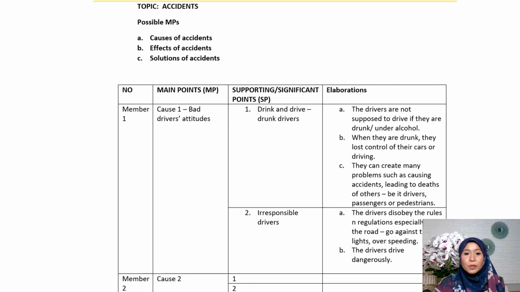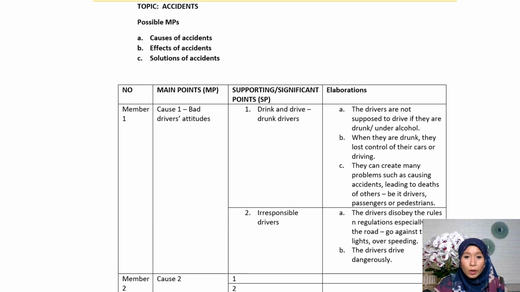So if, for example, you get the topic accidents, the possible main points could be the causes of the accidents, the effects, and the solution of the accidents. So this is a sample of how you can brainstorm for the discussion ideas.